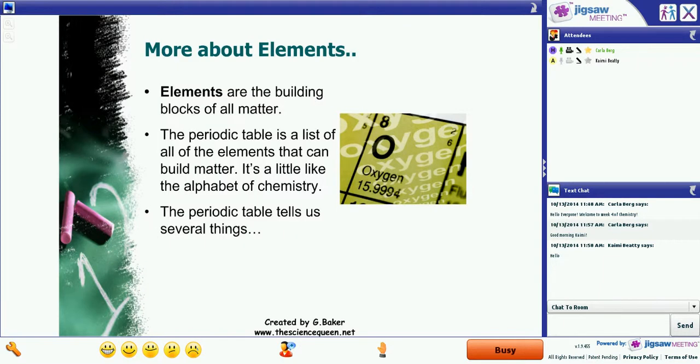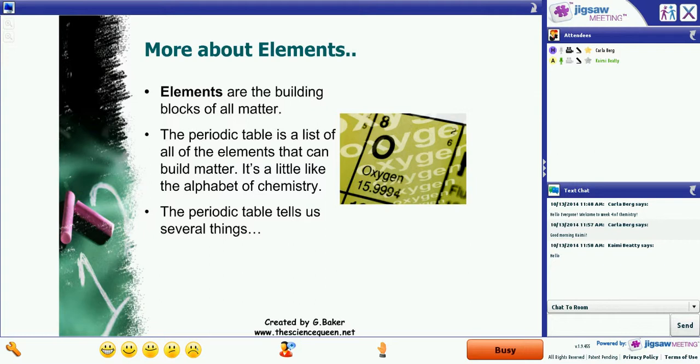So a little bit more about elements. You want to go ahead and read this one, Cami? Sorry, my voice is kind of still scratchy from this morning. Okay, but it says more about elements.